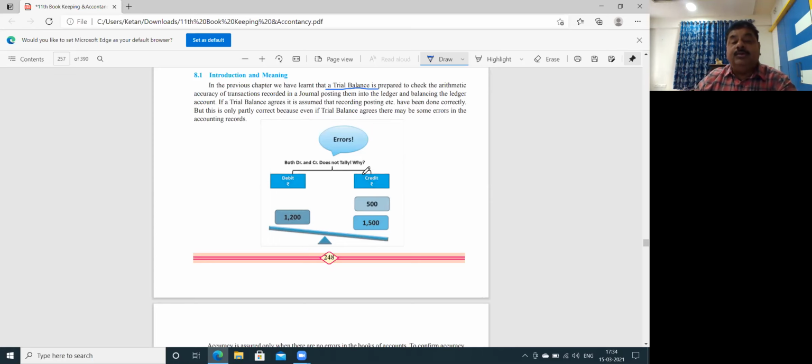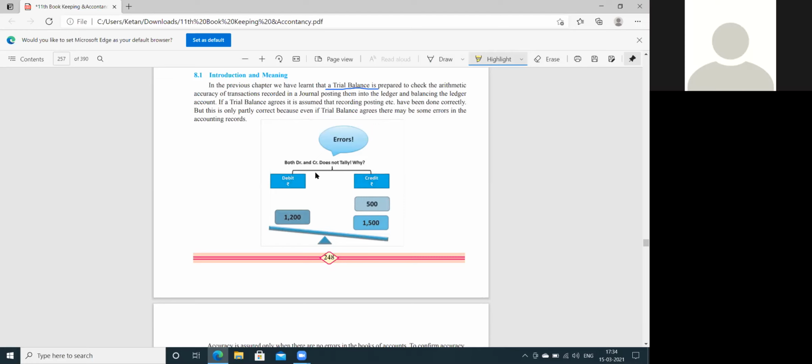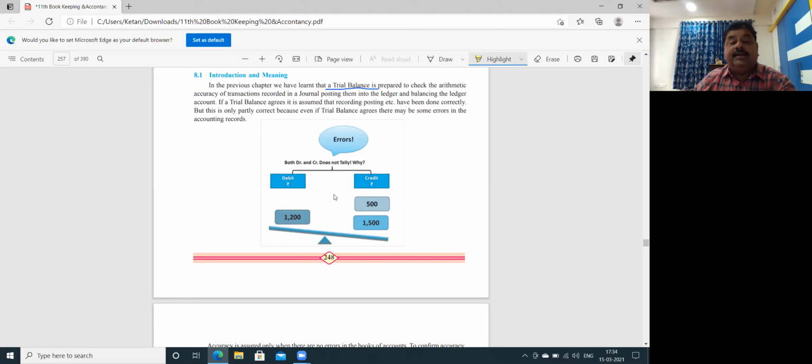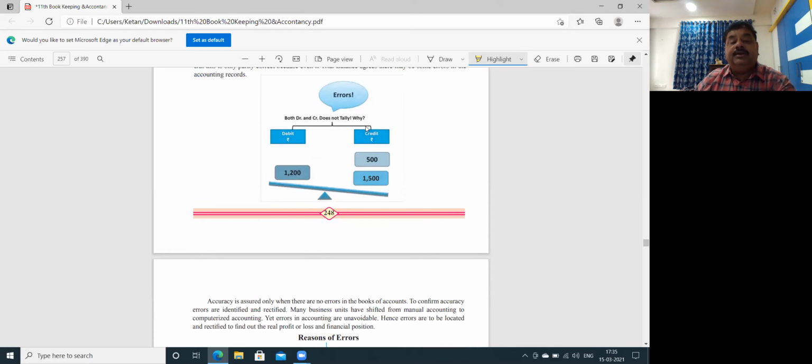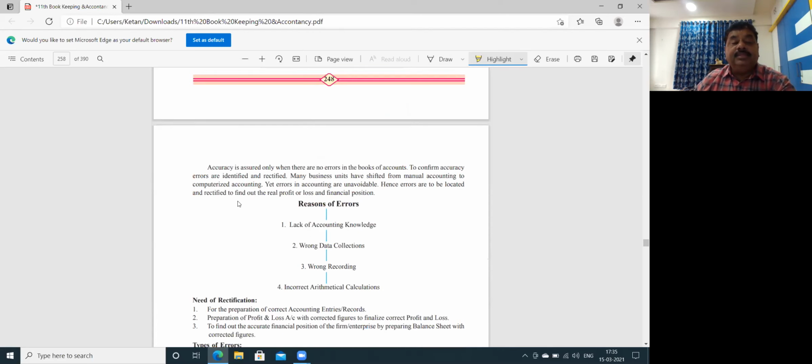Now let us learn what the diagram given to you shows. Errors: both debit and credit do not tally. Why? The debit side total is given as 1,200, while the credit side total is actually coming to 1,500. So there is a difference of 300 rupees, and that is the error, and your trial balance is not tallying.